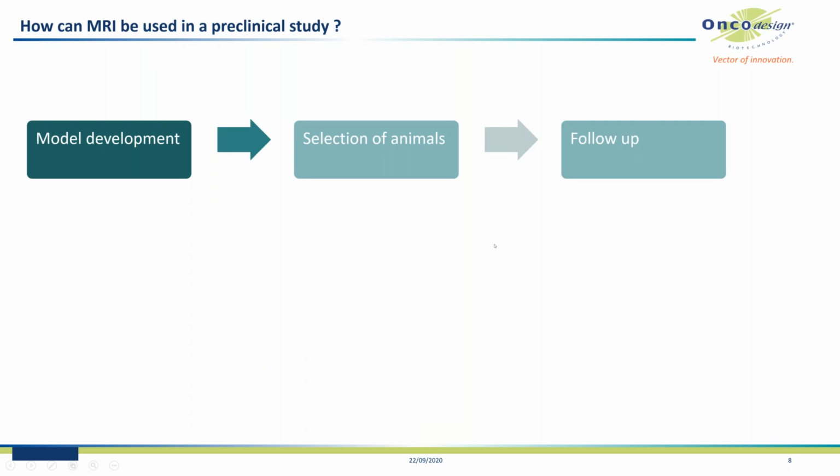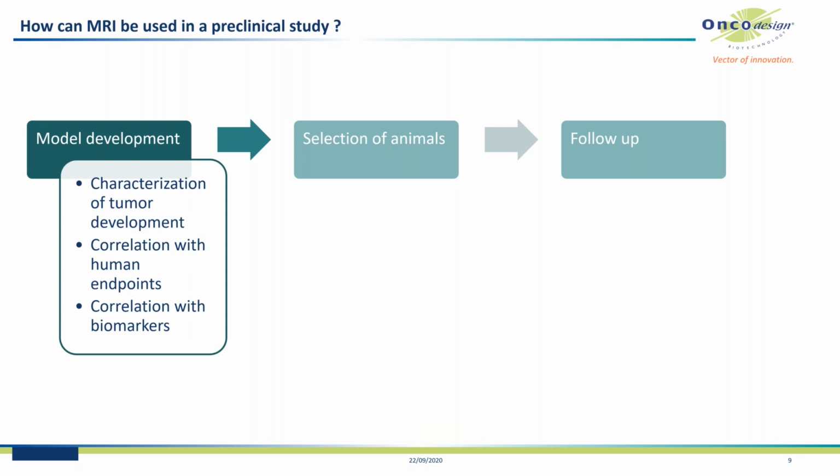Now, when can we use MRI in a preclinical study? So we can start with the development of a new orthotopic model, and then we can use MRI to characterize the tumor development in this model and correlate this with human endpoints and other biomarkers.